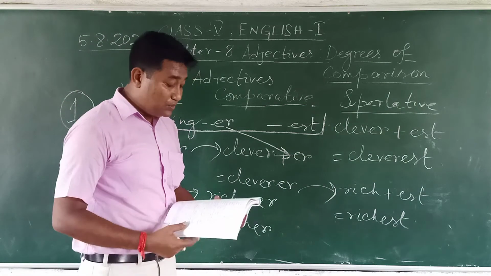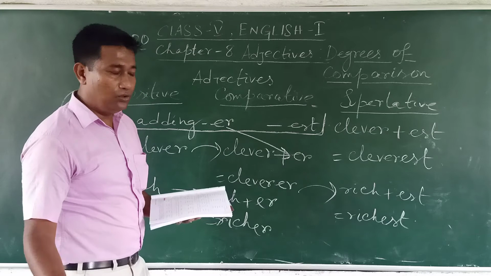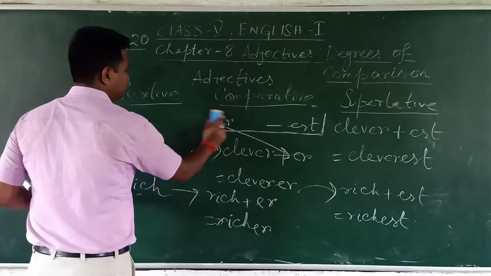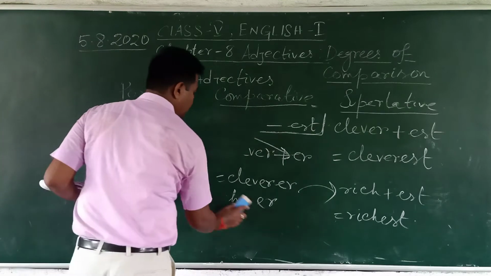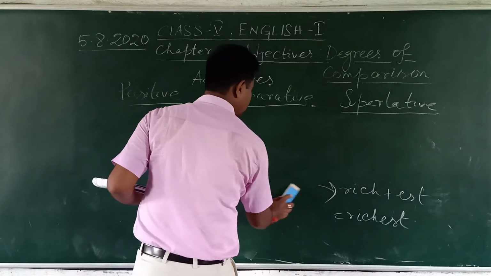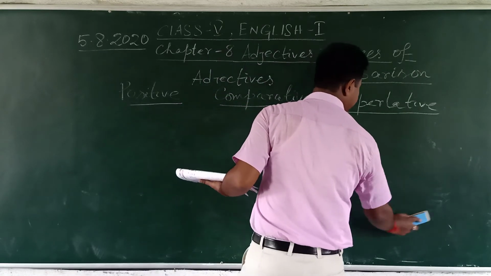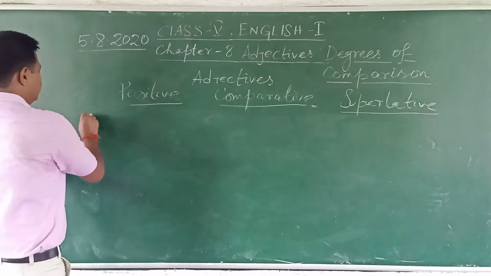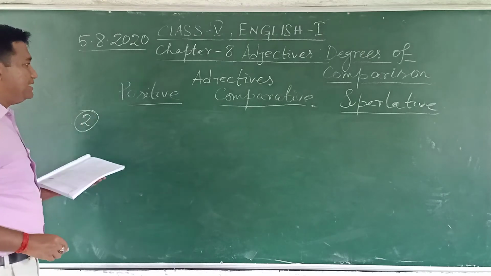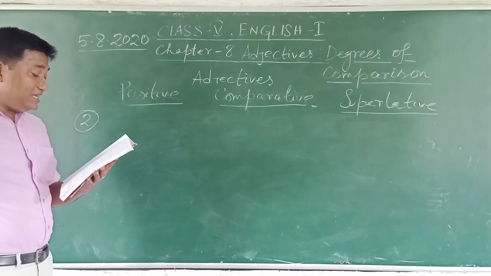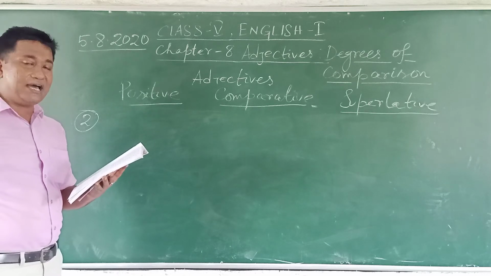Now moving towards the second rule. What is there in the second rule? Rule number 2. If the positive ends in E, we add only R and ST.